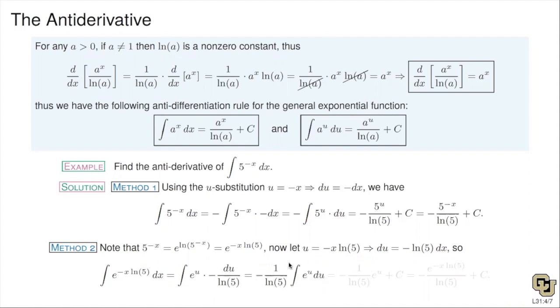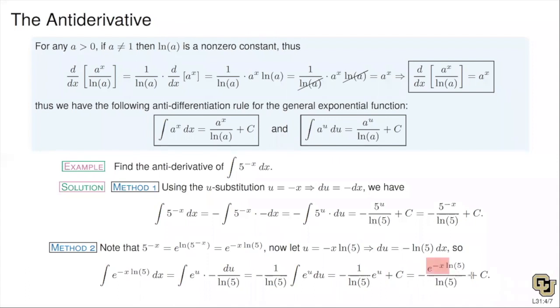Pull that out. What's left now is something where I know the formula for the antiderivative of e to the u. It's just e to the u plus c. So technically, the minus 1 over ln of 5 multiplies the e to the u and the c. But since negative 1 over ln of 5 is a constant, a constant times a constant is just another constant. So we just call it c again. And very last step, I replace the u with the original substitution, negative x ln of 5. And we get back the same answer.